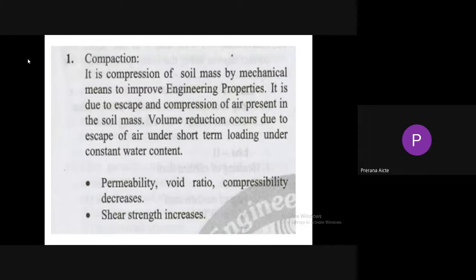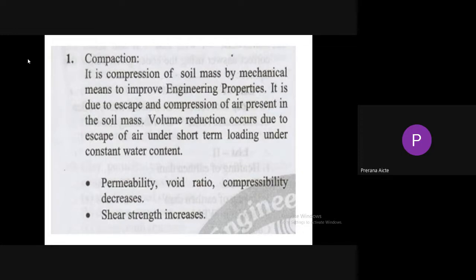So, compaction means pressing the soil particles close to each other by using mechanical means or mechanical methods. It is the decrease in volume of soil due to expulsion of air. The decrease in volume of voids due to expulsion of air under the action of external loads is known as compaction.